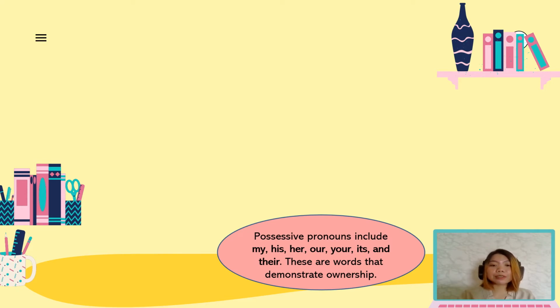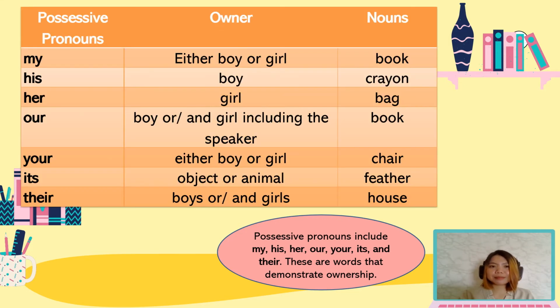Possessive pronouns include my, his, her, our, your, its, and their. These are words that demonstrate ownership. Now here are examples of possessive pronouns and how and when we use them in sentences. We have my, so we use the word my if the owner is either a boy or a girl, followed by a noun. For example, we have book. So my book. So it doesn't matter if the speaker is a boy or a girl.